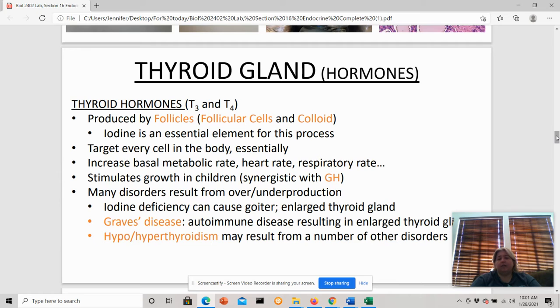Graves' disease is an autoimmune disease resulting from an enlarged thyroid gland. And then we also have hypothyroidism and hyperthyroidism, which can result from a number of disorders. Hypothyroidism would be that you're not producing enough thyroid hormone, and it's important for metabolic rate and other things. A person with hypothyroidism may be sluggish and cold intolerant. Then we have hyperthyroidism, which is an overproduction of thyroid hormone.